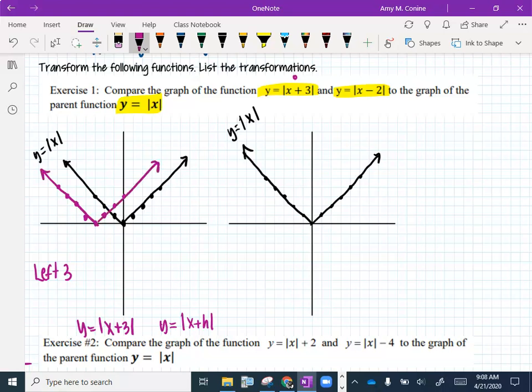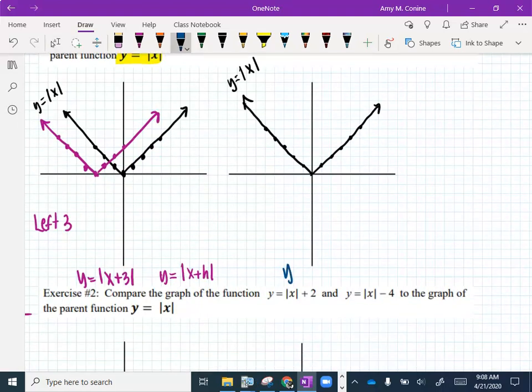If we graphed it in our calculator, it would show the same thing. I'll pull up the calculator so I can show you as well. So I'm going to take my second graph and I'm going to do y equals the absolute value of x minus 2.